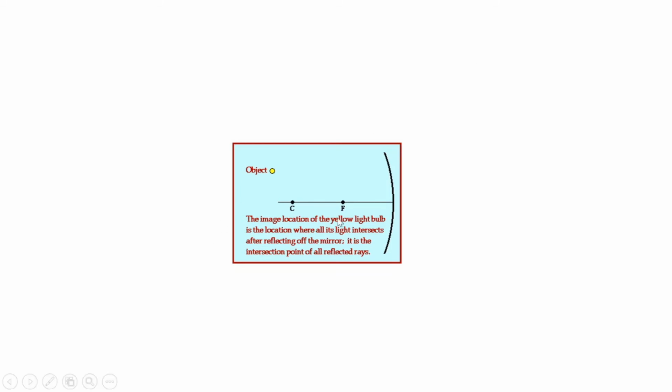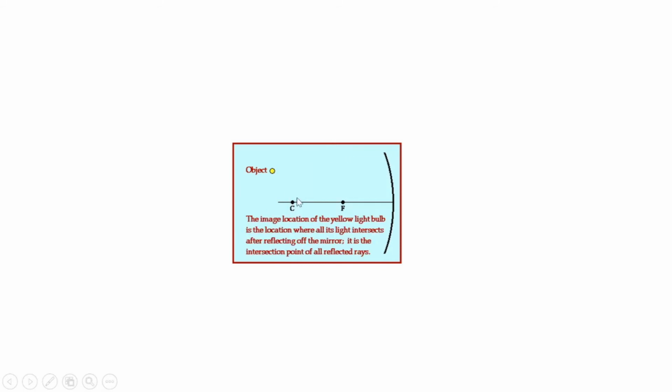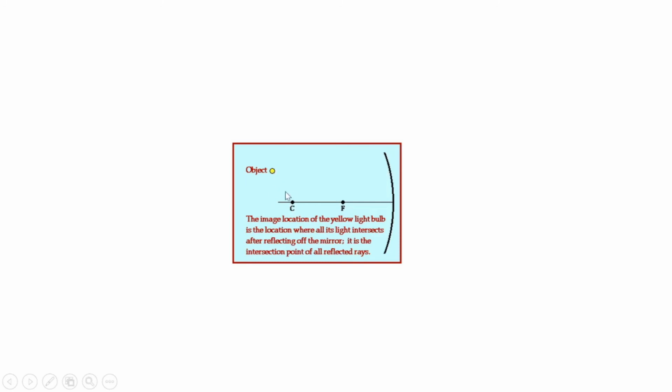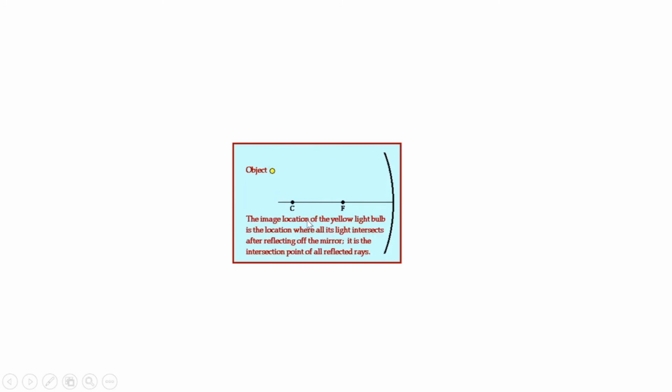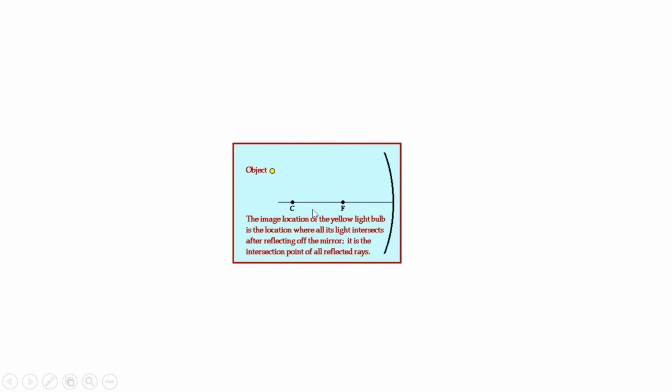Where is the cursor? Okay. See, if we place the object on the center, then we get the image on the center only, and it would be an inverted and real image, with the same size as the object. But if we place the object beyond the center of curvature, the image formed is between the center of curvature and the focal point, and it is smaller. See the distance. So the image is smaller, inverted and real.